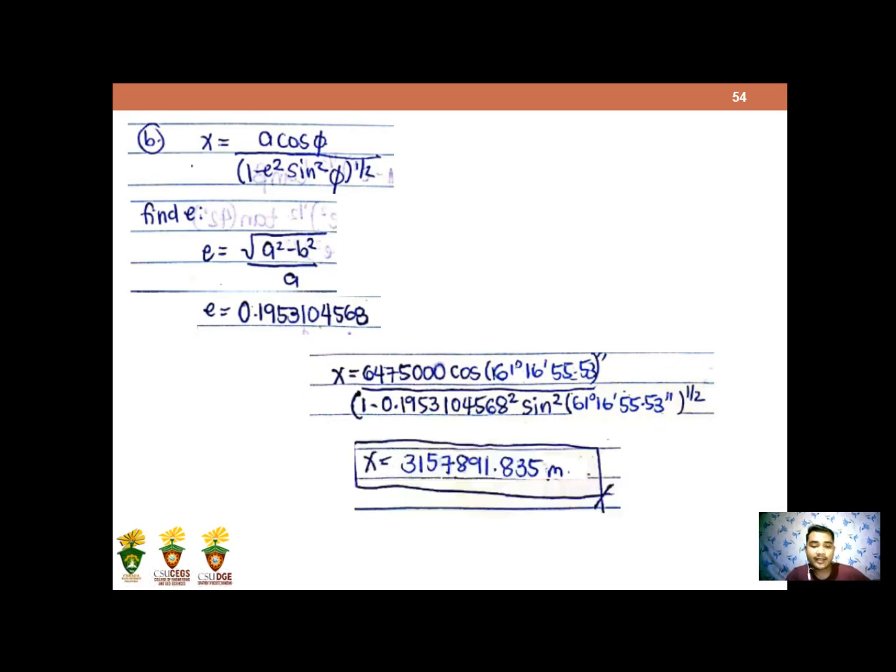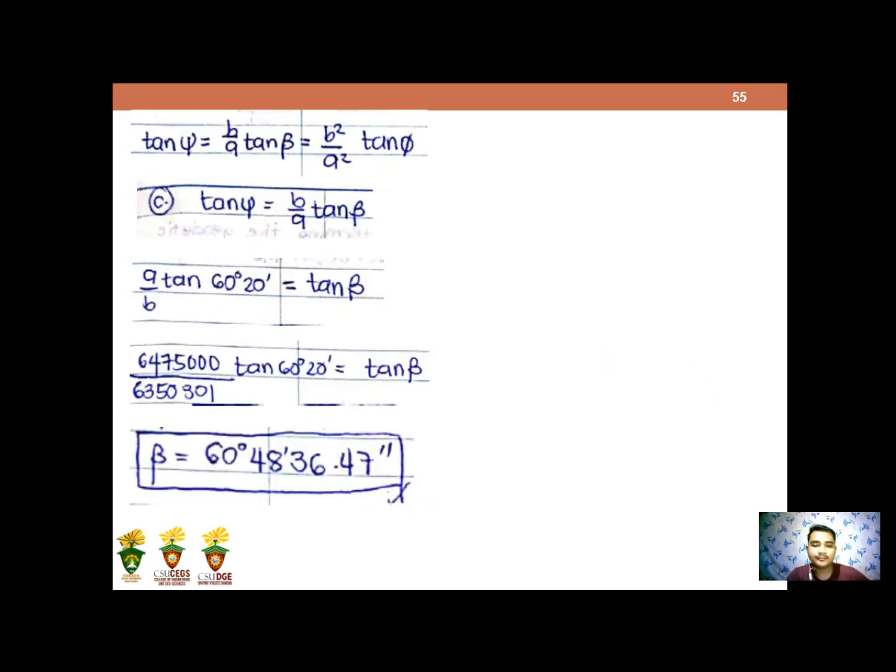So therefore, we can have the value of x to be 3157891.835 meters. So that is the answer to letter B. For C, what we need to find involves the latitude, the geocentric or the reduced latitude. What we are looking for is the reduced latitude. Out from this one, we go back to this. Since A and B are given, this is the suitable equation.